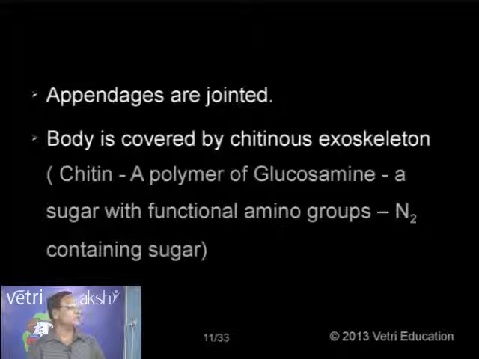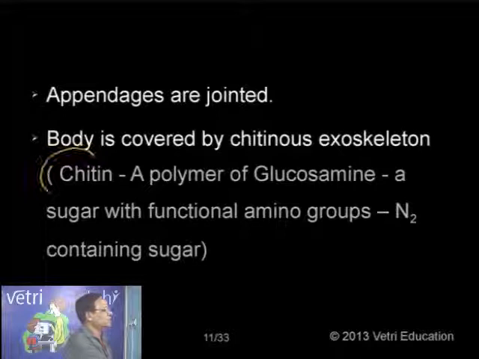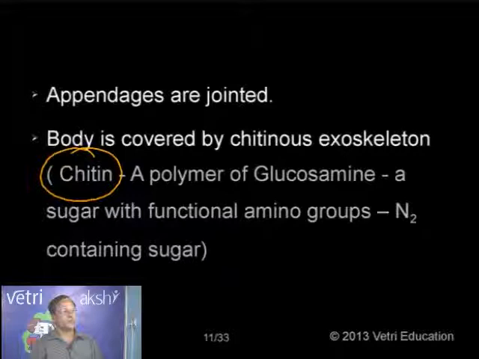In all cases, the body is covered by an exoskeleton. Any hard material present outside the body is considered an exoskeleton. But here the exoskeleton is formed of chitin. Chitin is a heteropolysaccharide, a polymer, a sugary compound, though not having any sugary taste. It is an example of a heteropolymer made of N-acetylglucosamine, a sugar with a functional amino group.